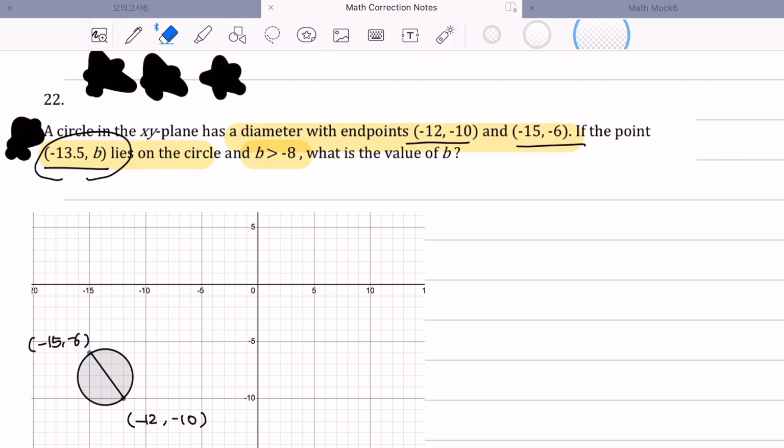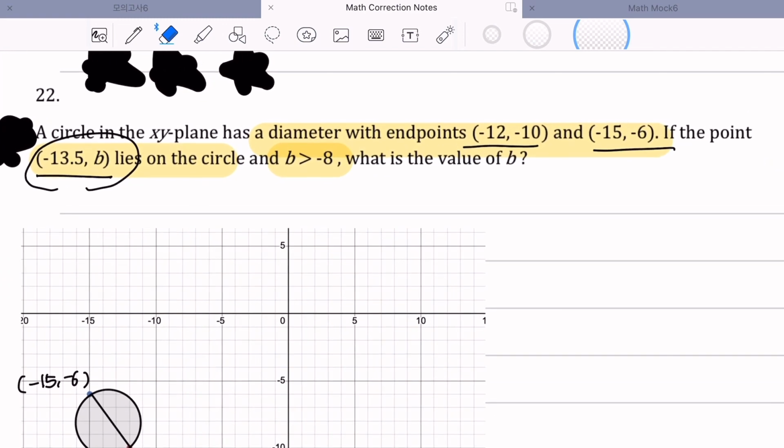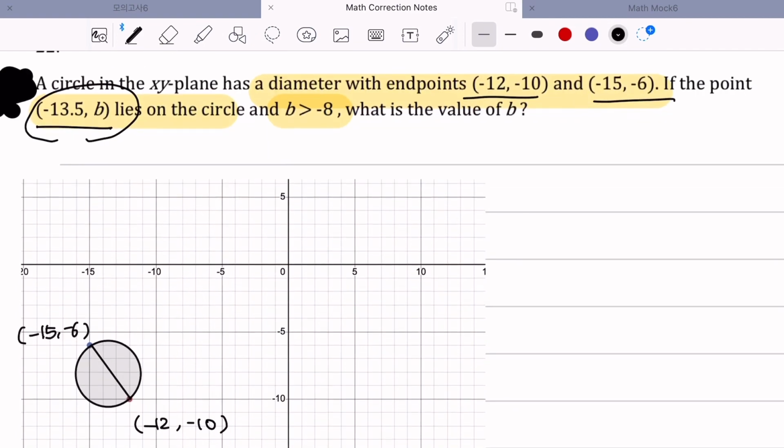Like, you don't know what to do as your first step on the problem. But let's solve it with gradual steps with me. So the question is asking, a circle in the xy plane has a diameter with the endpoints (-12, -10) and (-15, -6). If the point (-13.5, b) lies on the circle and b is greater than -8, what is the value of b? So the points would look like this.